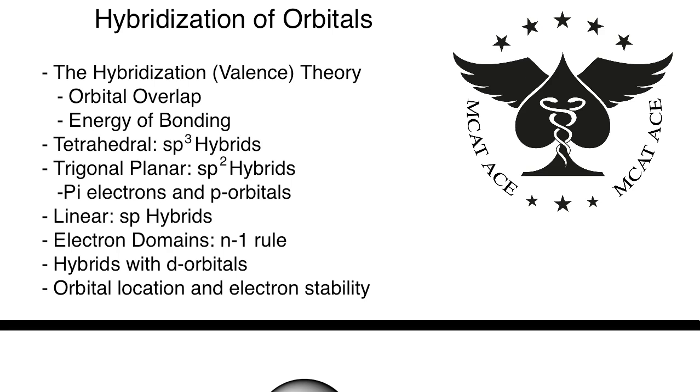All right, and then finally, we're going to talk about orbital location and electron stability. Primarily what I'm referring to here is that s orbitals are going to have the greatest stability because they're the closest to the nucleus. That spherical structure hugs the nucleus, and then p and d and so on and so forth. We're getting further and further withdrawn from the area where the protons reside, so those electrons are not going to be quite as stable. They're going to be a little bit higher in energy, and they're also going to be a little bit easier to remove the further away we get.